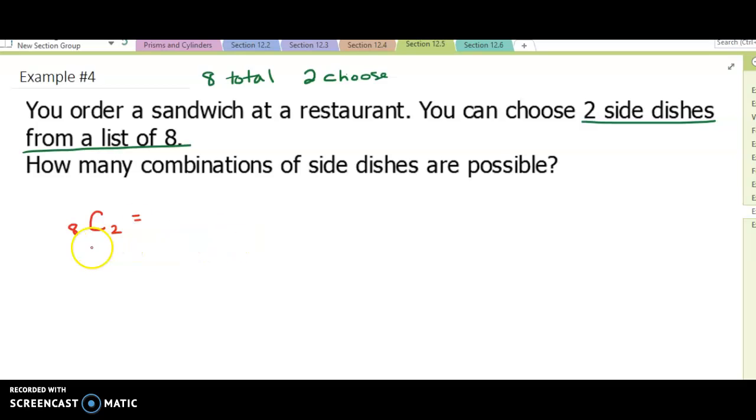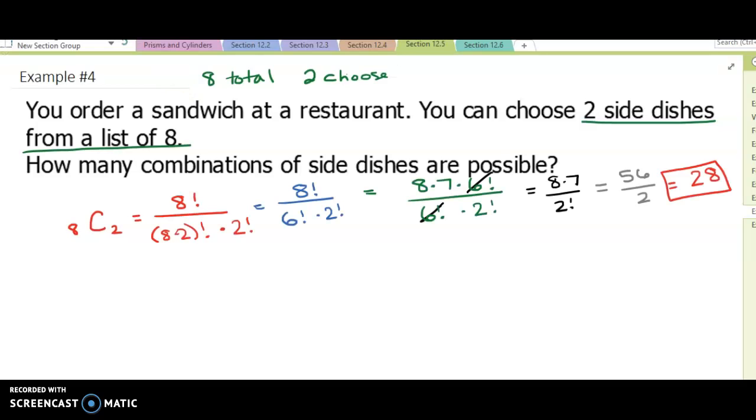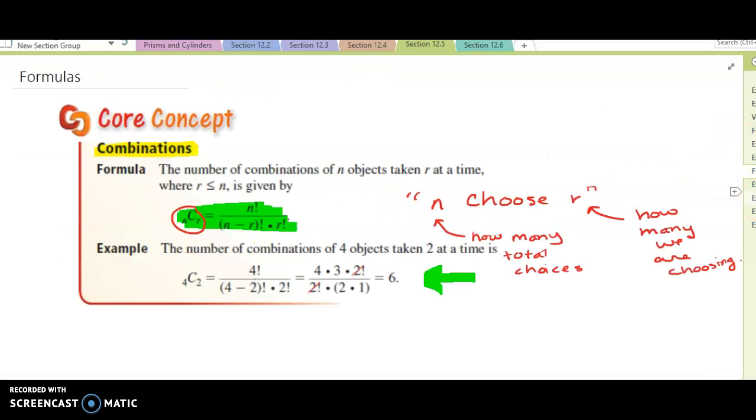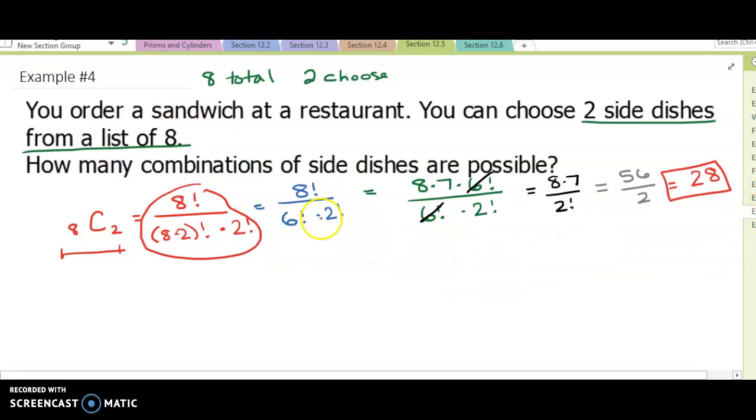Okay, so knowing that it's 8 choose 2, I want you to go ahead and work this one out, and then we'll go over the final answer. I did the hard part, so you do the rest. All right, so after we have this, before we start simplifying, we should get 8 factorial over 8 minus 2 factorial times 2 factorial. I got that straight from this formula sheet right here. Okay, and then when you simplify, you should get there are 28 different combinations.